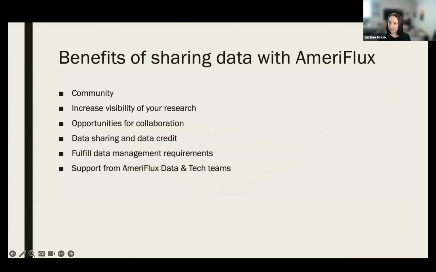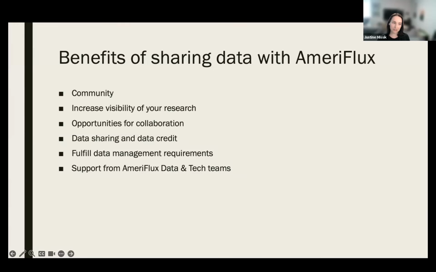To start off, I think most people who've joined the workshop are probably at least somewhat familiar with AmeriFlux. But I wanted to talk a little bit about the benefits of sharing your data with AmeriFlux, in case there are people who have data from a site that isn't part of the network. Sometimes people can be hesitant about sharing all of your data openly with everybody, but I think there are a lot of benefits to doing this.